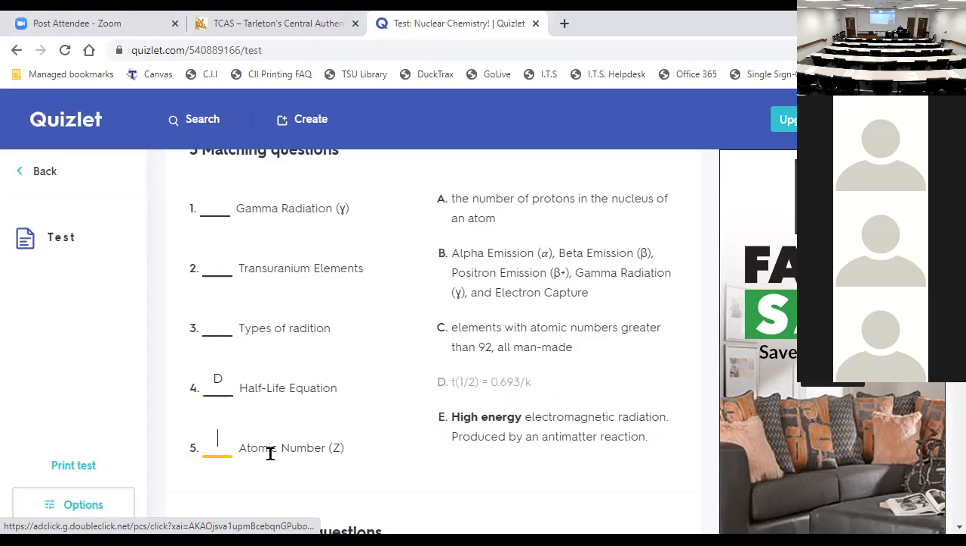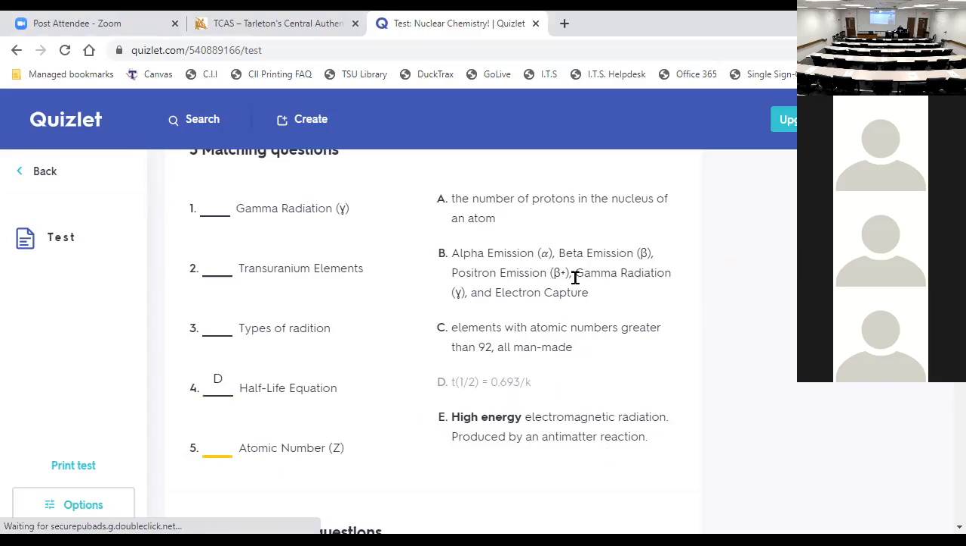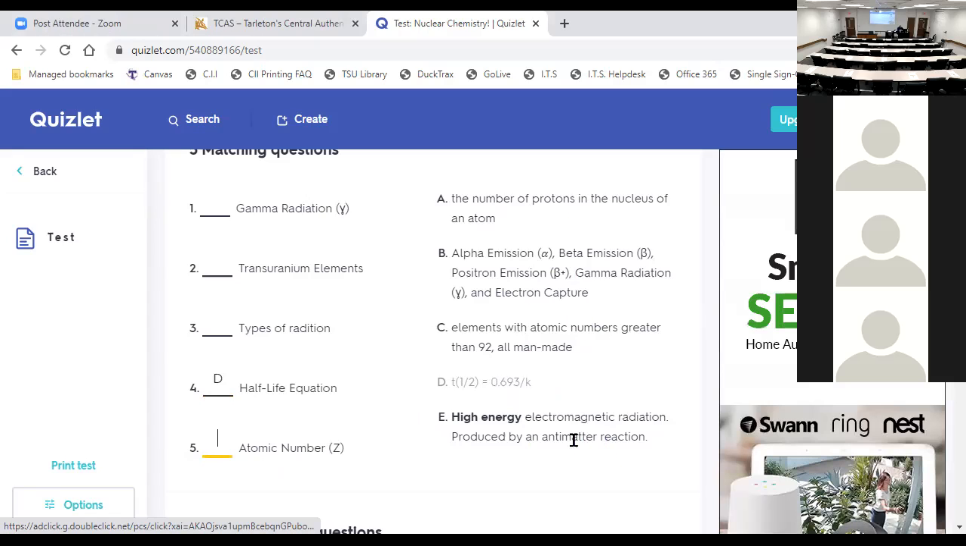All right, so let's move on to number 5, the atomic number. Which one of these would be the definition for the atomic number? A. The number of protons in the nucleus of an atom. That one's pretty simple. The atomic number is how the periodic table is arranged, and it's the number of protons in the nucleus. It's not the number of neutrons, if you remember, because as you get further along the periodic table, the neutron amount will be different from the proton count.